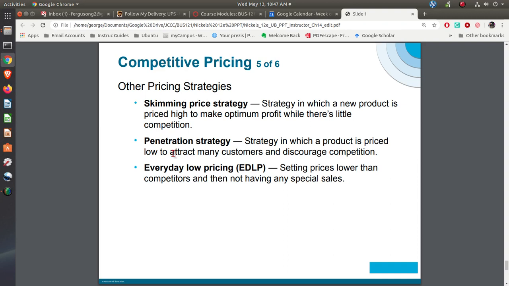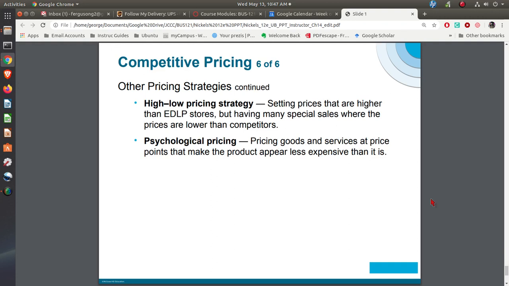You could have a penetration strategy as far as your pricing is concerned. You price it real low to bring people in to get used to your product and get that brand loyalty going, and it discourages the competition. Or you may have like everyday low pricing, like what Walmart does. They have all of their prices very low, and what they're doing is they're looking for turn and selling a lot of those things, and that's where they make their money.